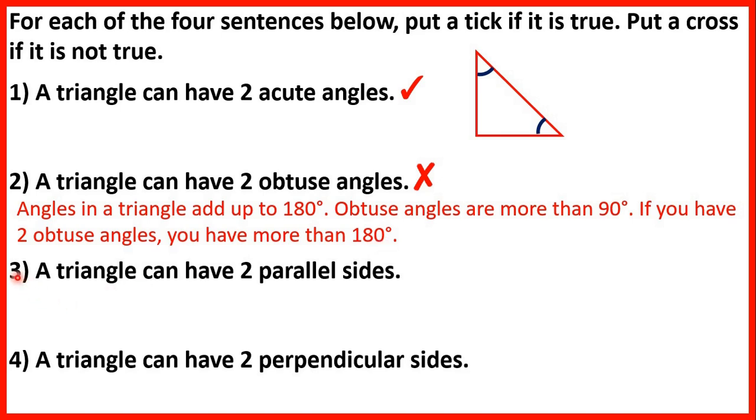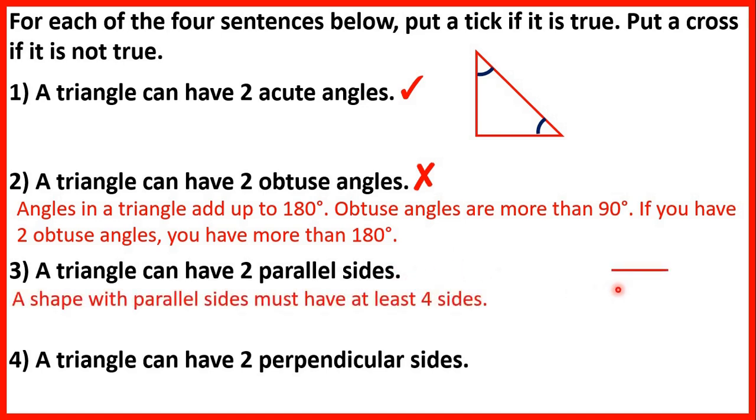Our third sentence, a triangle can have 2 parallel sides. Remember, parallel sides are lines that would go on forever without ever crossing. But a shape with parallel sides must have at least 4 sides. There's no way that we can connect parallel lines without making at least 4 sides. So this statement is false.